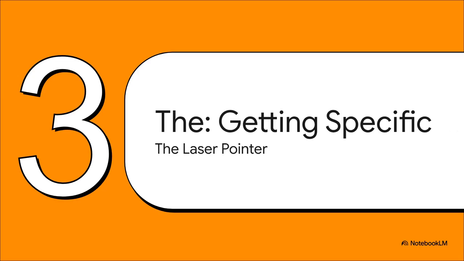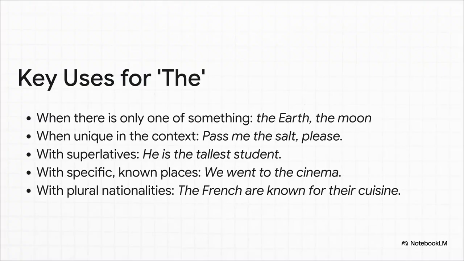So we're swapping out our wide spotlight for a laser pointer. It's time to talk about the definite article the. And the is all about being specific. So here's the key idea. The signals shared knowledge. When you say, pass me the salt, you're assuming everyone knows which salt shaker you mean. When you talk about the earth, well, there's only one of those. So you use the when your listener knows exactly which noun you're talking about.